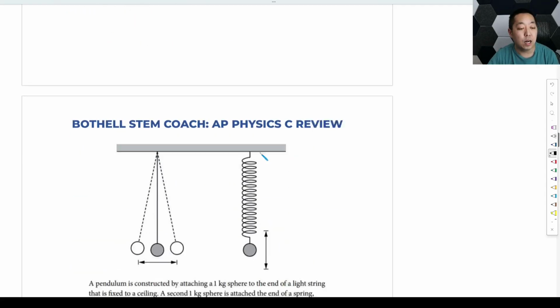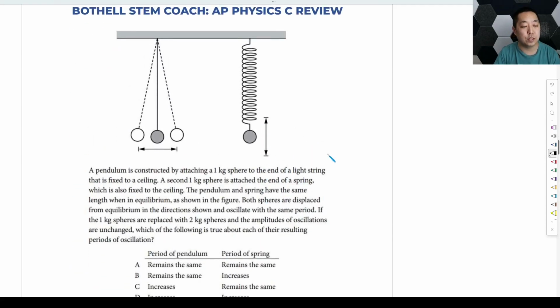Okay. Let's go through a few examples here. So we have a pendulum constructed by attaching a 1 kilogram sphere at the end of a light string. A second 1 kilogram sphere is attached to the end of a spring, also fixed to the ceiling. Both spheres are displaced from equilibrium in the directions shown and oscillate with the same period. The period for this is 2 pi root L over g. Period for a mass spring is 2 pi root m over k.